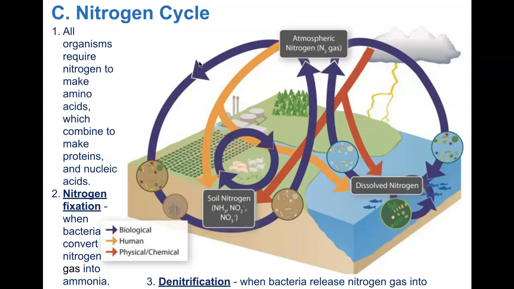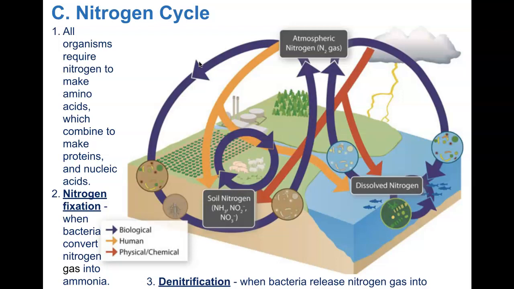The nitrogen cycle. All organisms require nitrogen to make amino acids, which combine to form proteins and nucleic acids such as DNA and RNA. Many different forms of nitrogen occur naturally. The largest reservoir of nitrogen is the atmosphere, where nitrogen gas makes up 78% of the air we breathe.